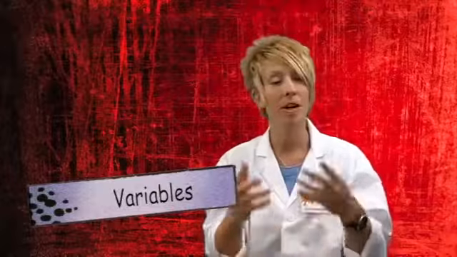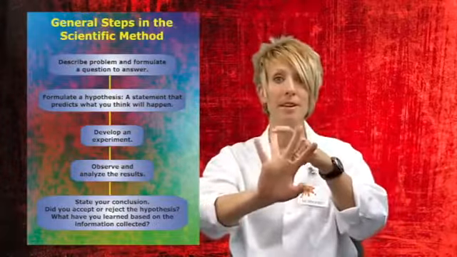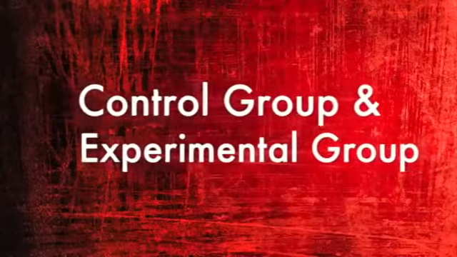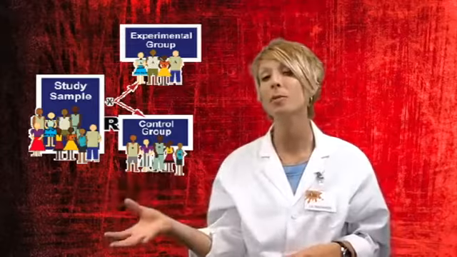Time to talk to you today about variables. Now, you've learned about the 5 steps of the scientific method, right? Problem, hypothesis, experiment, data, conclusion. When you do your experiment, that 3rd step of the scientific method, you need to have at least 2 different groups. One group is the group you're going to test something on. The other group is the group that you're not testing something on.